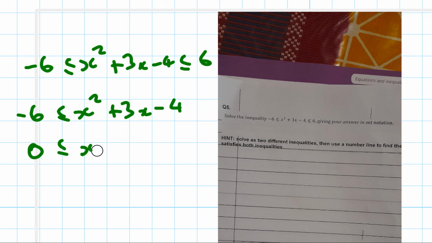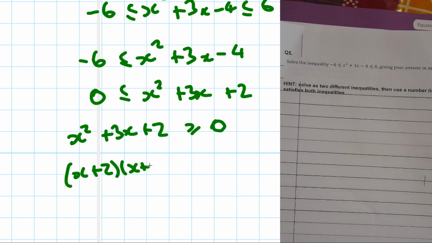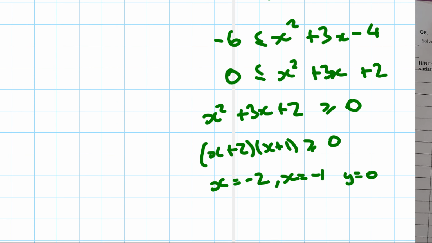We can say 0 is less than x squared plus 3x, and then we're going to add 6 to both sides, so plus 2. And then we rearrange so it becomes x squared plus 3x plus 2 is greater than or equal to 0. We're then going to factorise, so it's going to be x plus 2, x plus 1 is greater than or equal to 0. That means that if it's equal to 0, then x is equal to minus 2, x is equal to minus 1, when y equals 0. From here we can solve by drawing out our equation and showing where it crosses the axes. So it crosses at minus 2 and minus 1, and we can draw our curve.